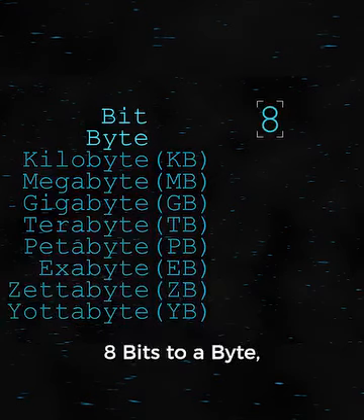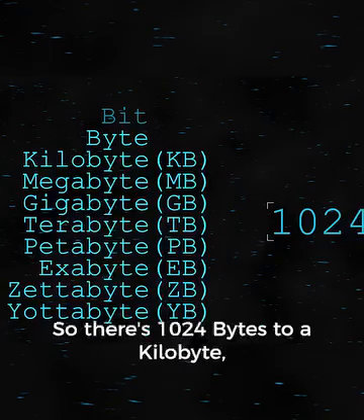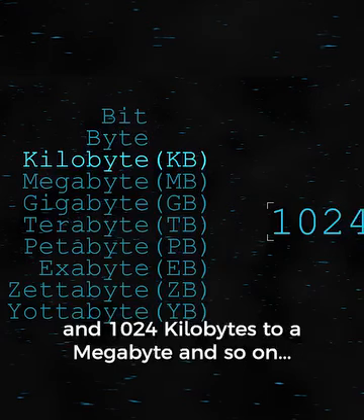Okay, let's get a bird's eye view of all of this. 8 bits to a byte, and 1024 for every jump after that. So there's 1024 bytes to a kilobyte, and 1024 kilobytes to a megabyte, and so on.